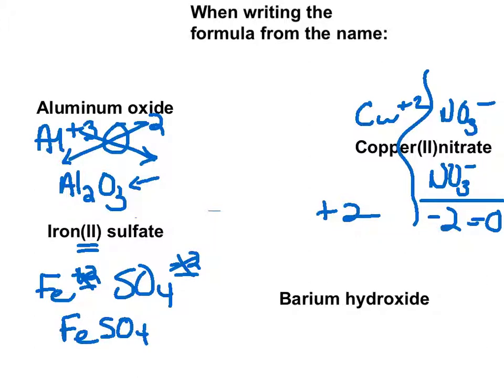So the way I'm going to write the formula is, once again, copper +2, nitrate, NO3 negative, crisscross. That's a -1. I would bring that 1 down, but we really don't write the 1. But I am going to bring that 2 down here. And if I need to bring a 2 outside of a polyatomic ion, I need to put parentheses outside of that. So the way this will end up looking is like this.